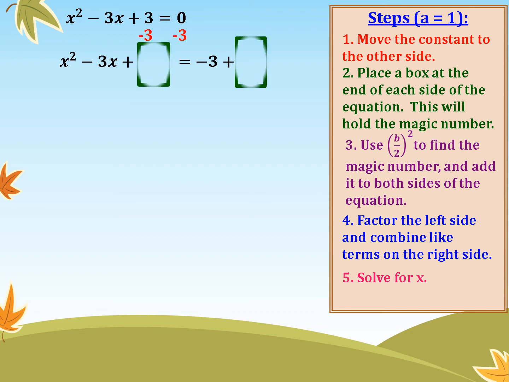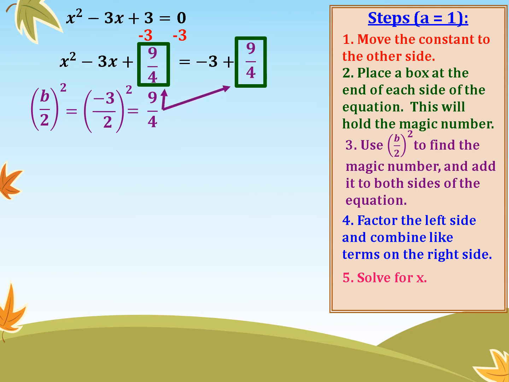So step 2 says I put a box at the end of each side of the equation. This is going to hold my magic number. So to get the magic number, we do b divided by 2 squared. Well, this time my b is negative 3. Negative 3 is not divisible by 2, so we leave it a fraction and we square it. And I get 9/4. So 9/4 is what goes into my magic box.